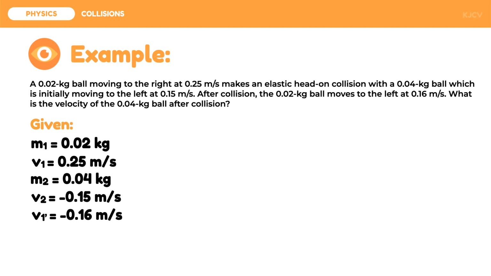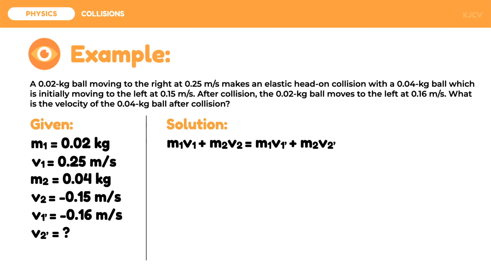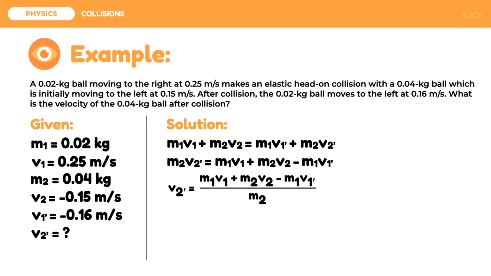We are asked to solve for v sub 2 prime. For the solution, we are going to use the law of conservation of momentum formula for elastic collisions. To initially isolate v sub 2 prime, we subtract both sides of the equation by the product of the mass and velocity of ball 1 after collision. Lastly, we divide both sides of the equation by the mass of the second ball.